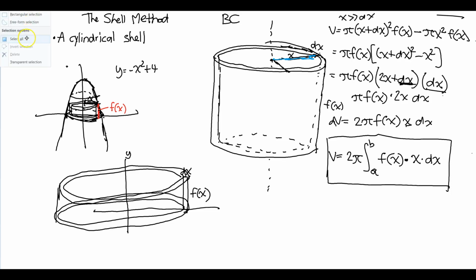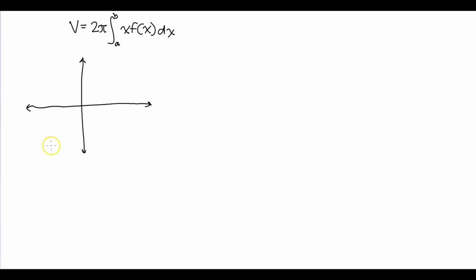Okay, so we get that volume equals 2 pi times the integral from a to b of x times f of x dx, where x is the distance from our axis of rotation to our function. And to see how this works, we're going to find, okay, that problem we did, the parabola, negative x squared plus 4, we're going to find the volume of this region in 2 ways, the disk method and our shell method.